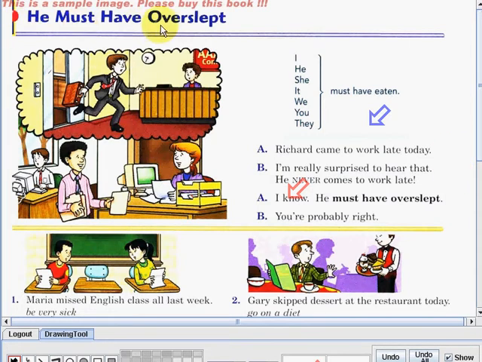He must have overslept. Again, he must have overslept. I, he, she, it, we, you, they must have eaten. Richard came to work late today. I know, he must have overslept. Richard came to work late today. I know, he must have overslept.